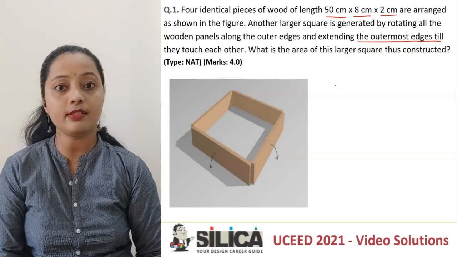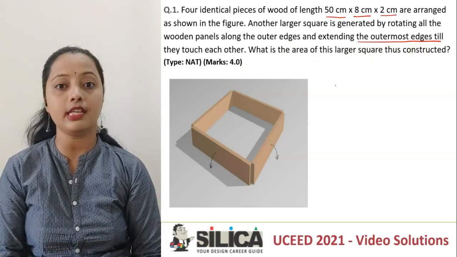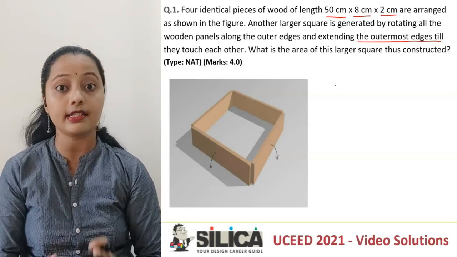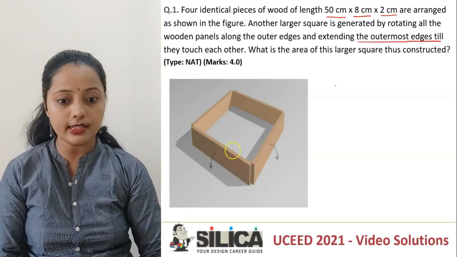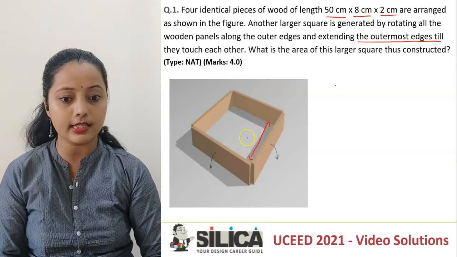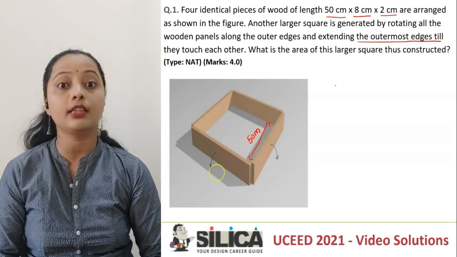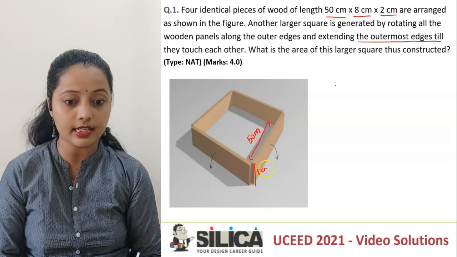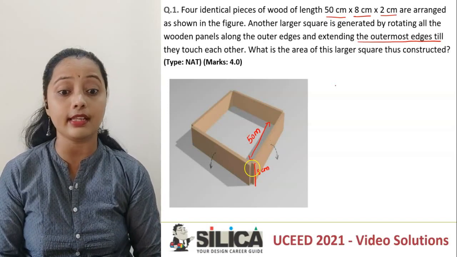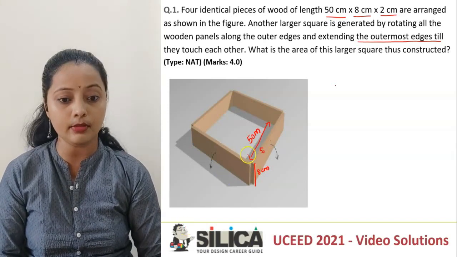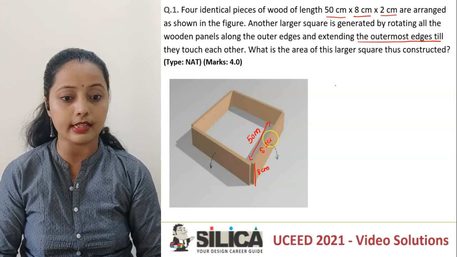So basically what you are supposed to do, the image that you see in the question, we'll have to open it up. So let's first understand the figure properly, alright? This length of the wooden block is given as 50. The height of the wooden block is given as 8 centimeters. And they've also given us the thickness, which is pretty important. It is 2 centimeters.